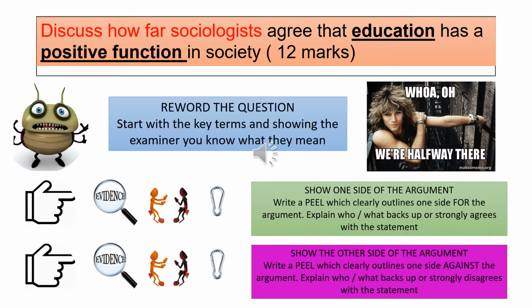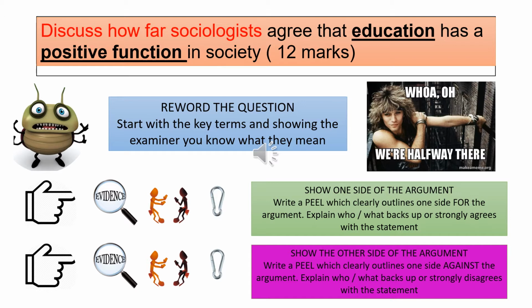We then moved on to exam technique, and we wrote this essay about whether or not education has a positive function in society. We looked at bugging the question. Obviously we talked about the fact that "discuss how far sociologists agree" is the prefix for all of our questions, so we can ignore that to some extent, take that for granted. Underline the keywords education and positive function, because that's what it's talking about.